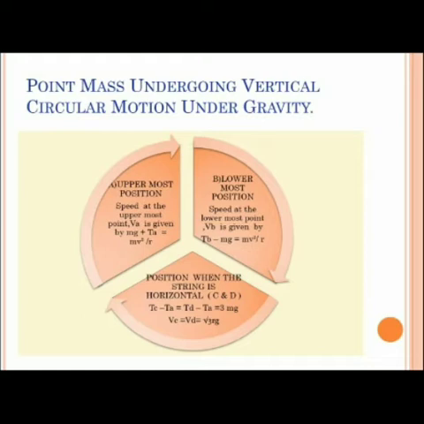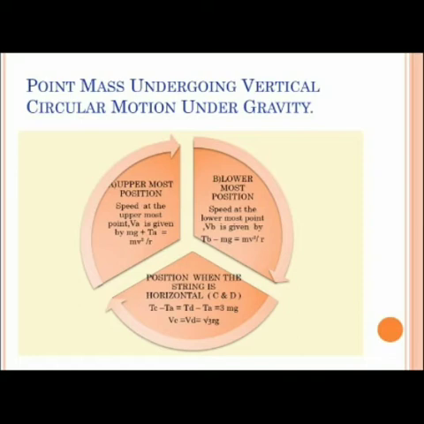That is, the tension at the horizontal point C is subtracted by the tension present at the point A, that is the uppermost position, which is equivalent to the point D again on the horizontal part of the circle, where the tension Td is again a subtraction with the tension Ta, which is equal to thrice mg.